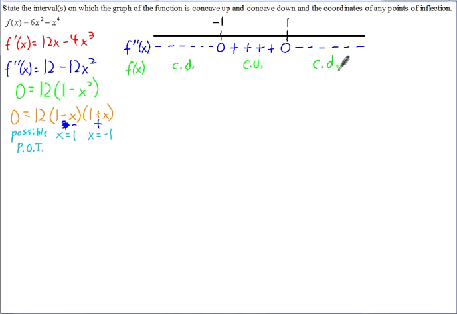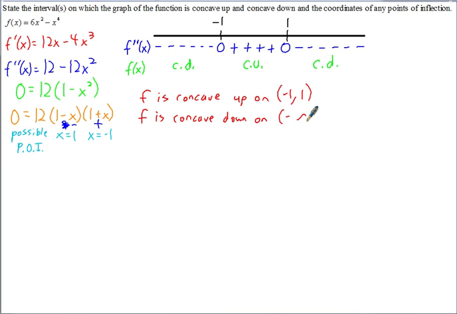So we can write down the concave up and concave down intervals. We can say f is concave up on negative 1 to 1, and f is concave down on the interval from negative infinity to negative 1, U for union, also the interval from 1 to infinity.